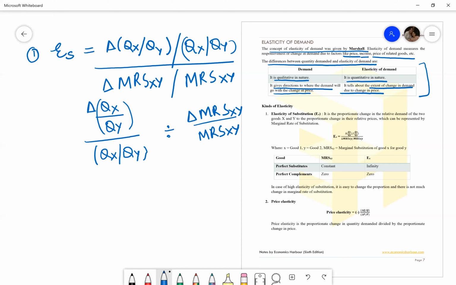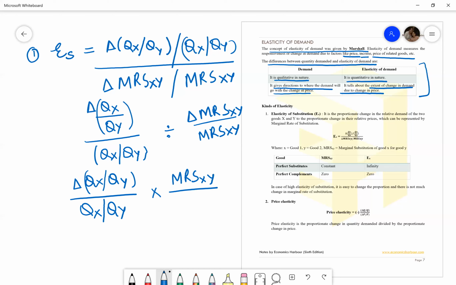Going back to a basic mathematical rule from our initial years of schooling, if I further simplify it, this is change in qx by qy upon qx by qy, multiplied by MRS xy divided by change in MRS xy. Now we go on to the two classifications of goods.